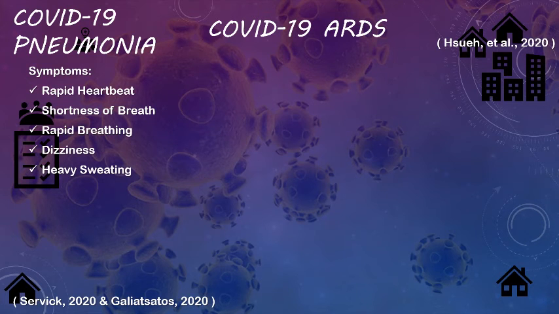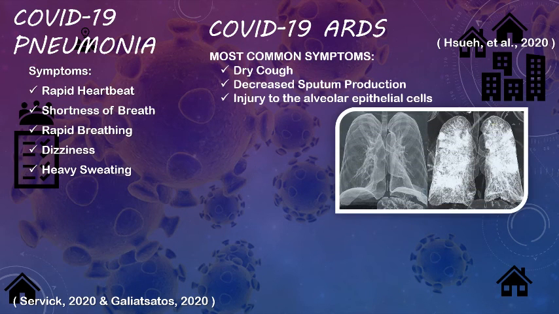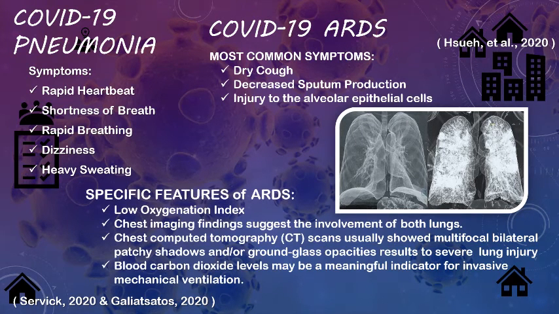COVID 19 ARDS occurs as a result of an acute systemic inflammatory response caused by insults to the lung. This condition leads to long term breathing problems, and patients with this condition cannot breathe on their own and require a ventilator. This condition can be fatal, and even if the patients survive, they might have permanent pulmonary scarring. Symptoms include dry cough, decreased sputum production, and injury to the alveolar epithelial cells. A specific feature of ARDS is a low oxygenation index.